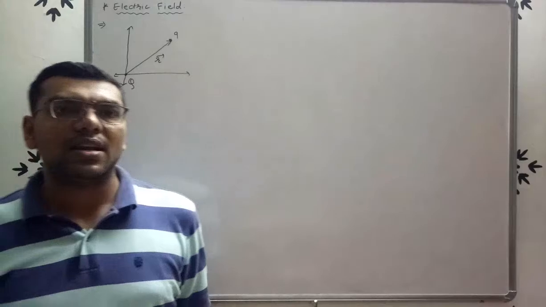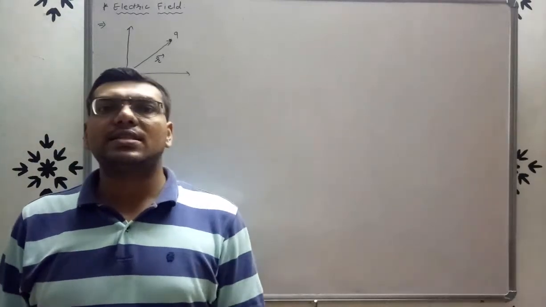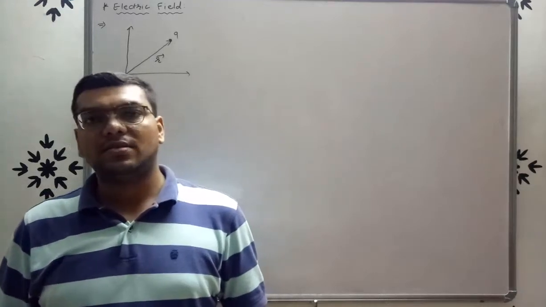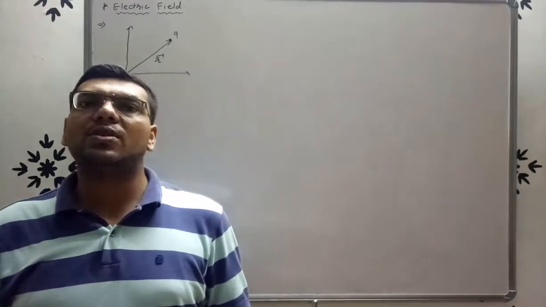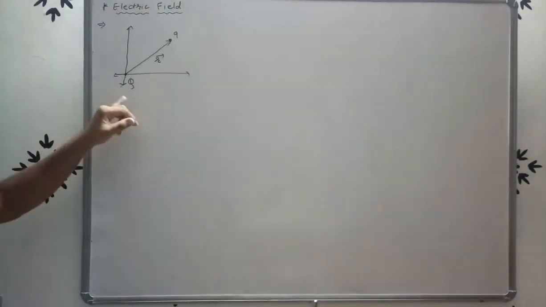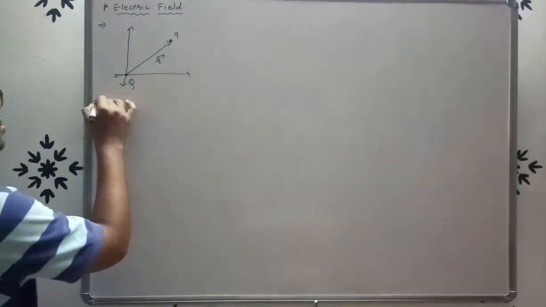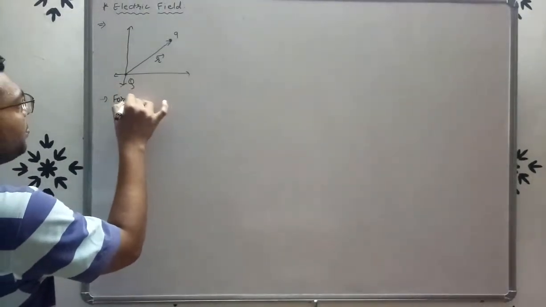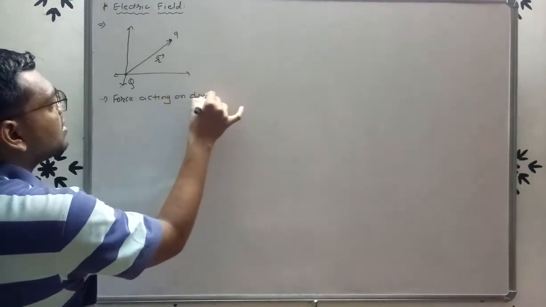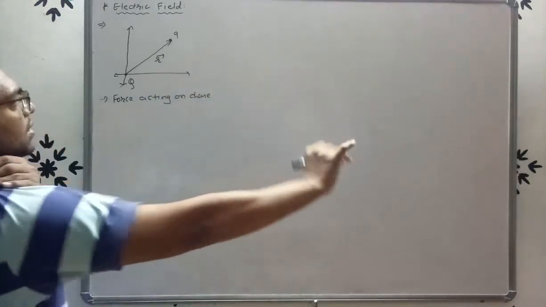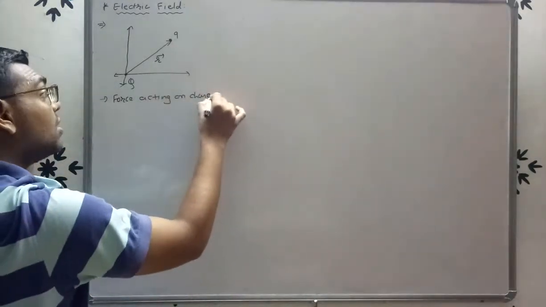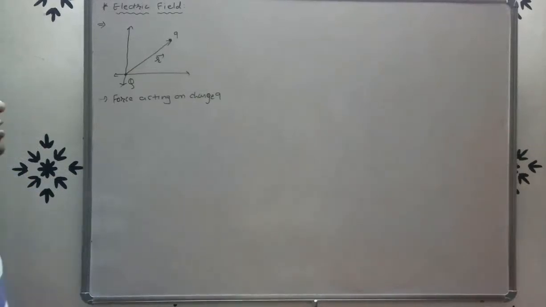Now friends, we already discussed that if there are two charges, then there is a force between them, right? And the force is known as Coulombian force, right? So here there are two charges, capital Q and small q. So the force acting on charge small q.